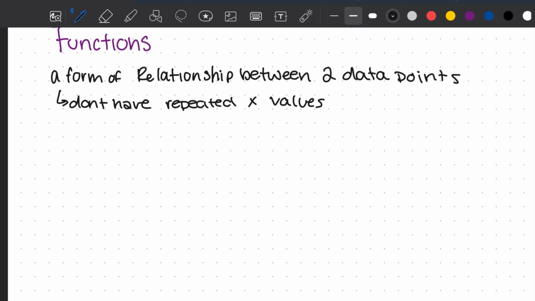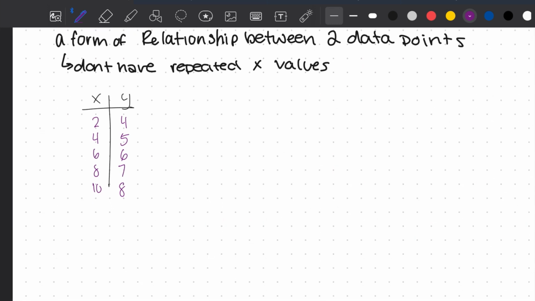Okay, so in a table of values, when you're given x and y points, a function will have 6, 8, 10, and then we'll go 4, 5, 6, 7, 8. So a function will not have the same x value for multiple y values. So yes, this one here is a function.